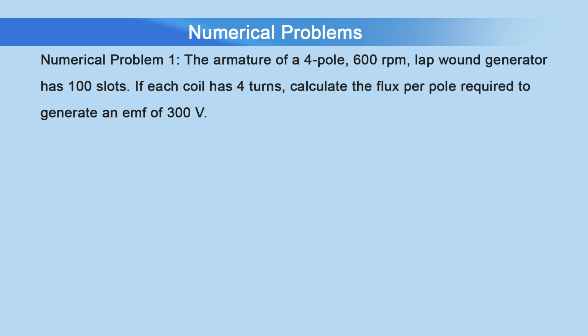So let us discuss numerical problem number 1, which is based on the EMF equation. This problem states that the armature of a 4-pole, 600 RPM lap wound generator has 100 slots. If each coil has 4 turns, calculate the flux per pole required to generate an EMF of 300 volt.